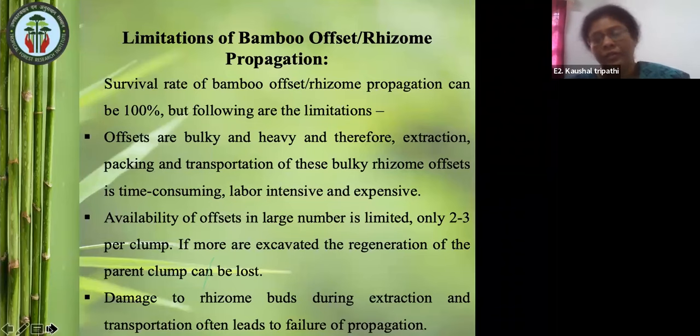Though this is a very successful method of bamboo propagation, there are some limitations of bamboo offset and rhizome propagation. The survival rate is almost 100%, but the bulky size is the most difficult part. Offsets are bulky and heavy, and therefore extracting, packing, and transportation of these bulky rhizome offsets is time-consuming, labor-intensive, and also expensive. It takes a lot of time to dig out and transport. It's also expensive if you take labor.